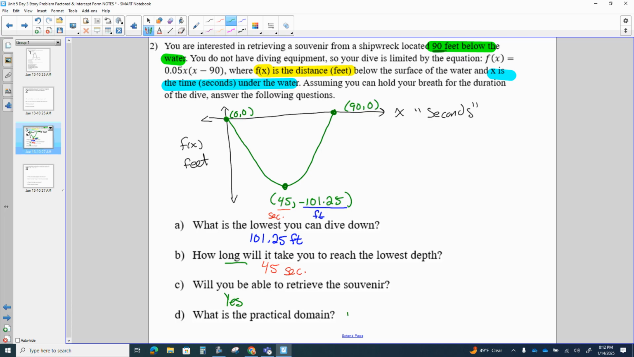And then our domain, again, I'm going to use D. X was used as the variable, so we'll keep with the variable that they use. It starts at 0. We never go back in time. And then we resurface at 90 seconds. So really the parts that we want are from 0 to 90. All right. Well, I hope that helps you.